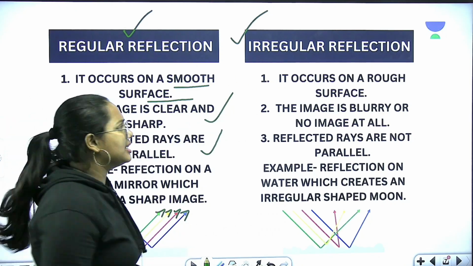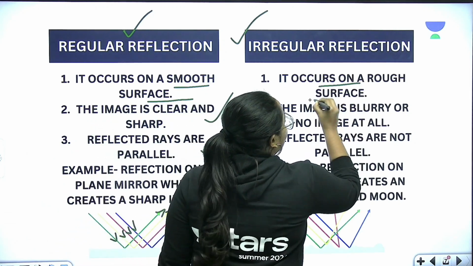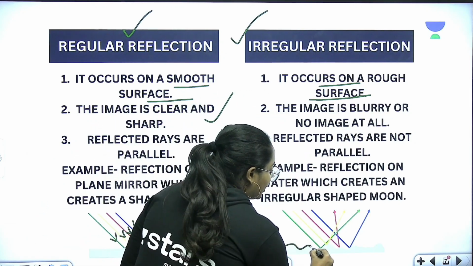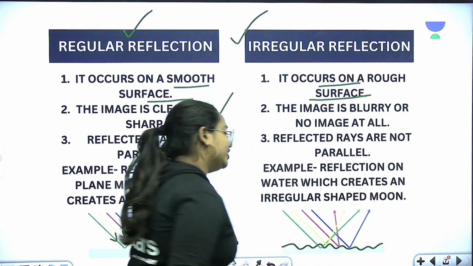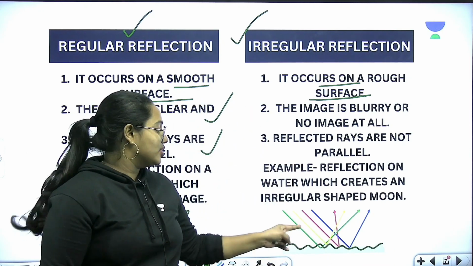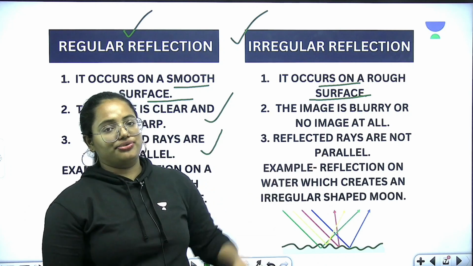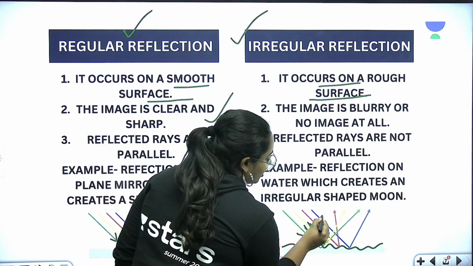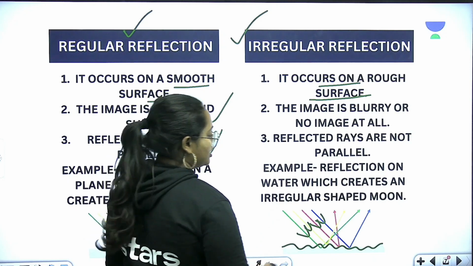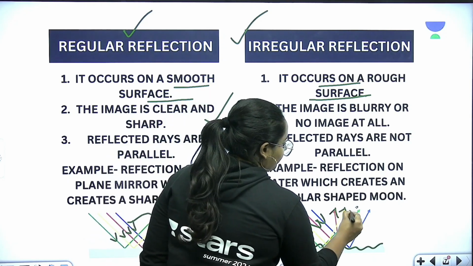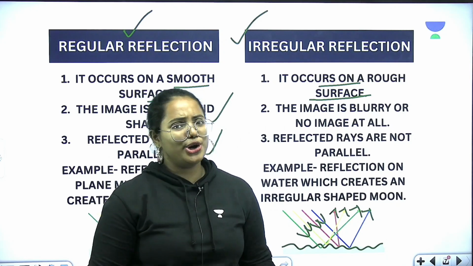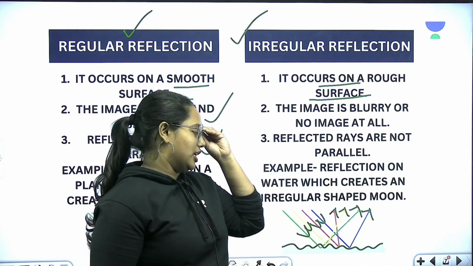And what about irregular reflection? That is nothing but reflection from a rough surface. What is meant by a rough surface? The surface has a lot of irregularities like this. It is not smooth, right? So this is happening from a rough surface. Look at the incident rays. Yes, these are the incident rays. And what about the reflected rays? These are the reflected rays. And are they parallel? No, they are not parallel to each other, right?